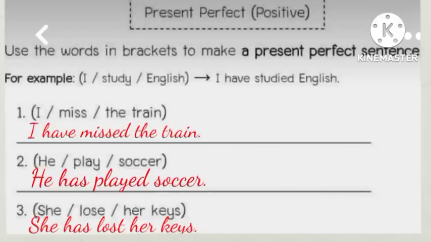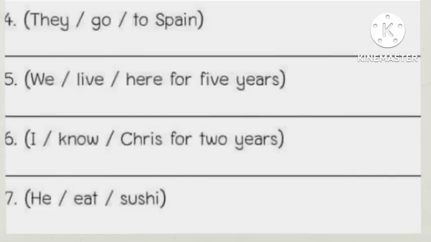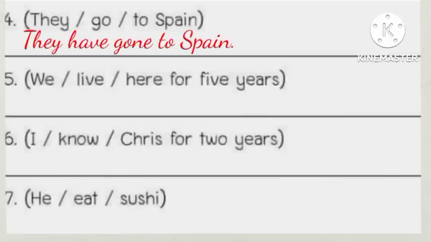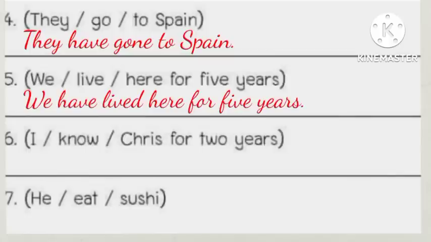Okay, now let's go on to the next question. Number 4, they go to Spain. Change into present perfect tense. They have gone to Spain. Go become gone. And then number 5, we have lived here for 5 years. We have, and then live, verb base become live, verb 3 plus D.